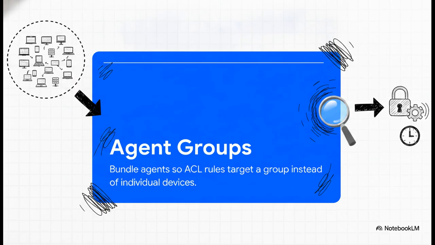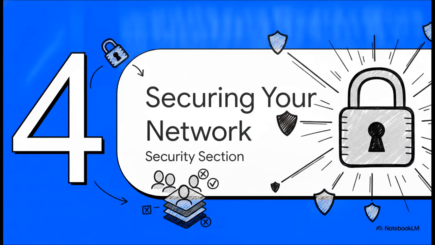Instead of painstakingly applying access control rules to 50 individual devices one by one, which, let's be real, nobody has time for, you just bundle those 50 agents into a single group. Then your ACL rules simply target the group itself. It is a massive time saver and a core part of keeping your day-to-day management efficient. Which naturally brings us to section 4, securing your network.